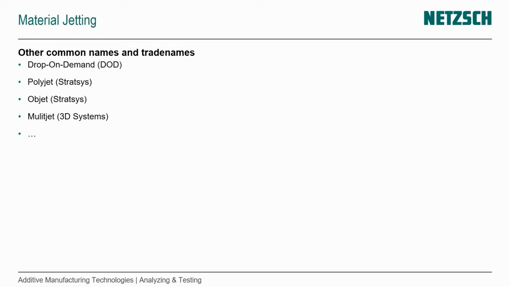Common names that are used for material jetting are drop-on-demand, DOD, PolyJet, which was coined by Stratasys, Objet, also Stratasys, originally a different company that was acquired by Stratasys, and Multijet from 3D Systems, and there are others out there.